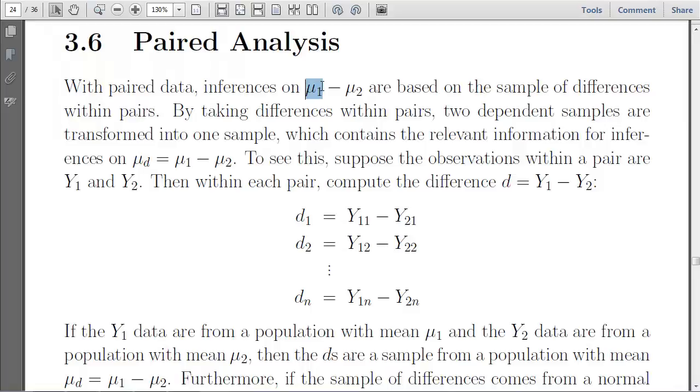So we're still interested in whether the mean for the first population is different from the second population. We're going to learn about the differences in the population means based on samples from those two populations. But now we have paired data. So by taking differences within pairs, two dependent samples are transformed into a single sample, which contains the relevant information for inferences of whether the difference, mu d, say, is different from 0, for example.